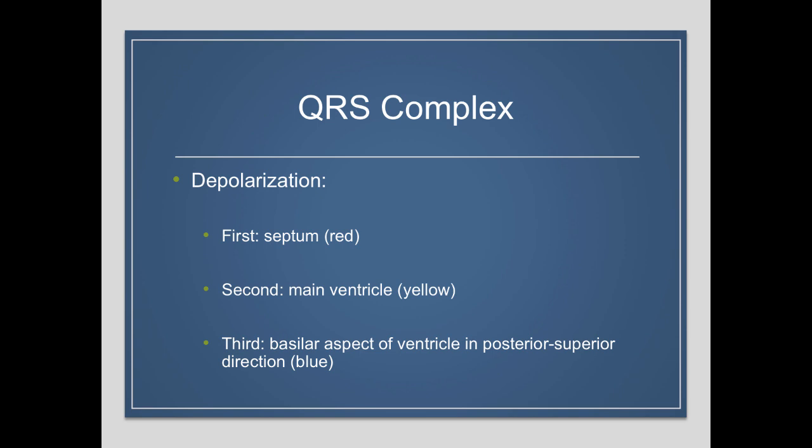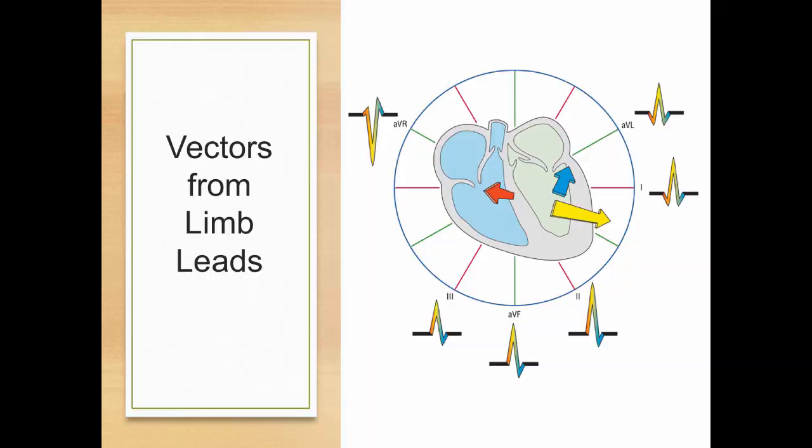First, our interventricular septum depolarizes. Second, the main ventricle, and then third, the basilar, posterior, superior areas of the heart depolarize. We're going to go red, yellow, blue as one, two, three. And that's what it's going to look like in your heart. That's what it's going to look like on your EKG. So red is our first area of depolarization, the septum. Yellow is our second area, and then blue is our third area.